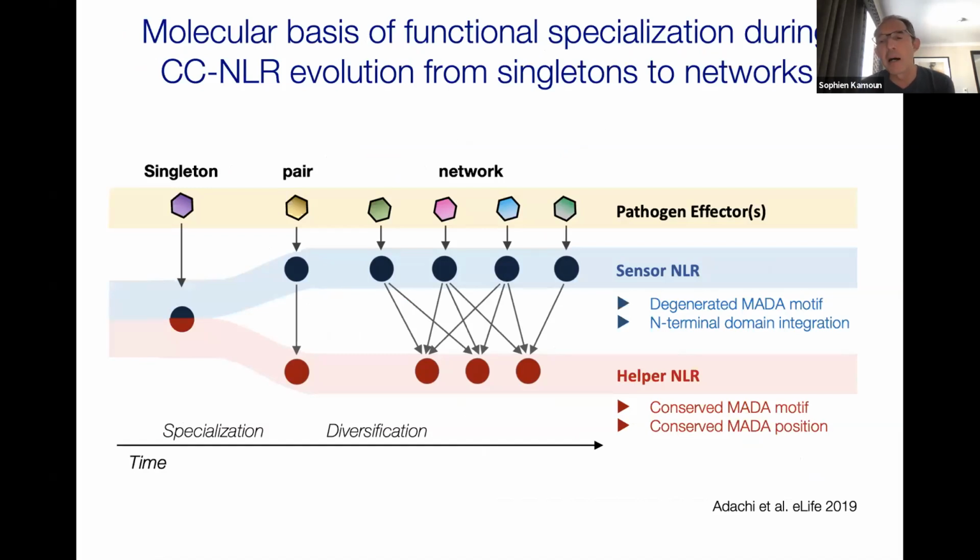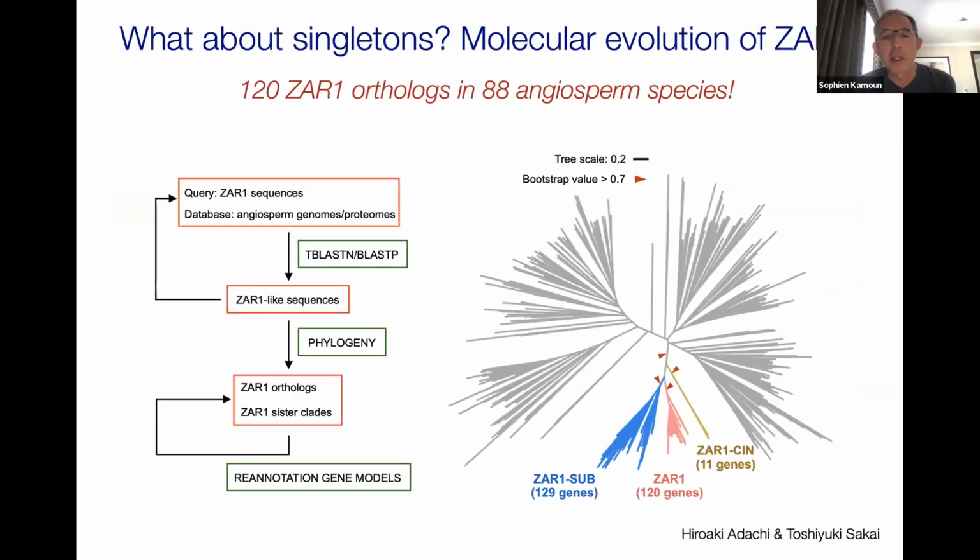So this is really how we ended up with this model that throughout evolution, the sensors and the helpers have specialized and then diversified into this network. And the sensors have a degenerated MADA motif and also have these N-terminal integrations, which also will preclude functioning through a resistosome type model. So now, new project, another lockdown project.